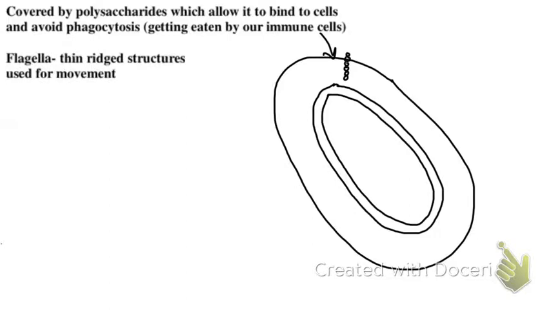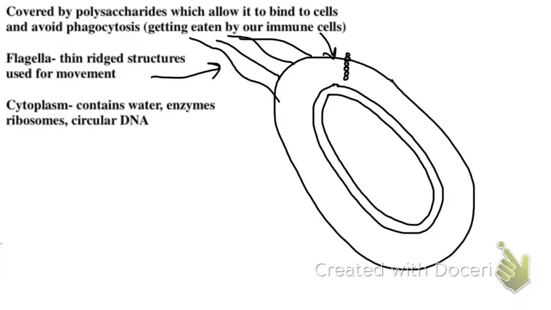Next up we have flagella. Flagella are thin, rigid structures used for movement. You could think of it as a tail. Those little tails propel the bacteria through whatever structure they're on in order to help them move to avoid being eaten and to help infect other cells, or to meet up with another bacteria and exchange DNA through bacterial conjugation.